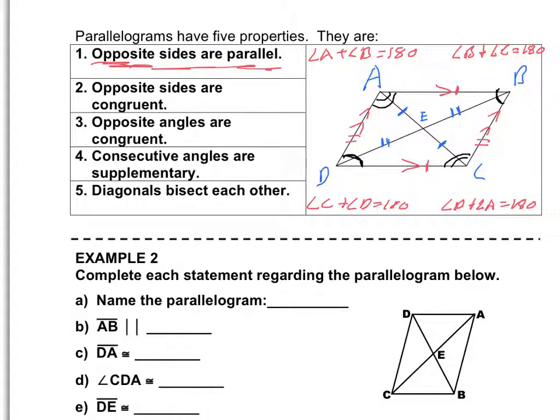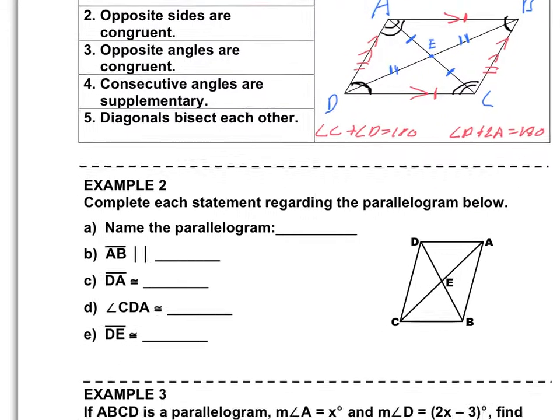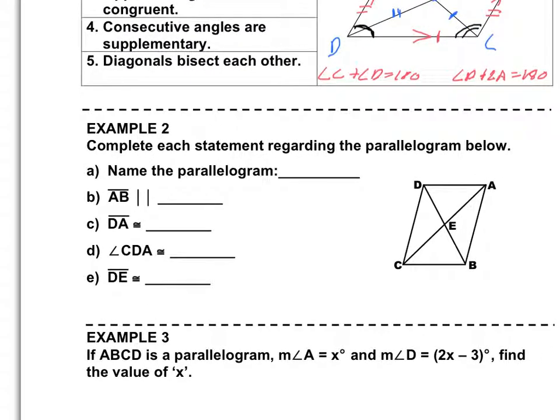So we have these 5 properties that are true for any parallelogram, no matter what it looks like. If you've got a parallelogram, these 5 things are true about it. So let's see if in example 2 we can do everything they ask us. In example 2, they say complete each statement regarding the parallelogram below. First, they want us to name it.